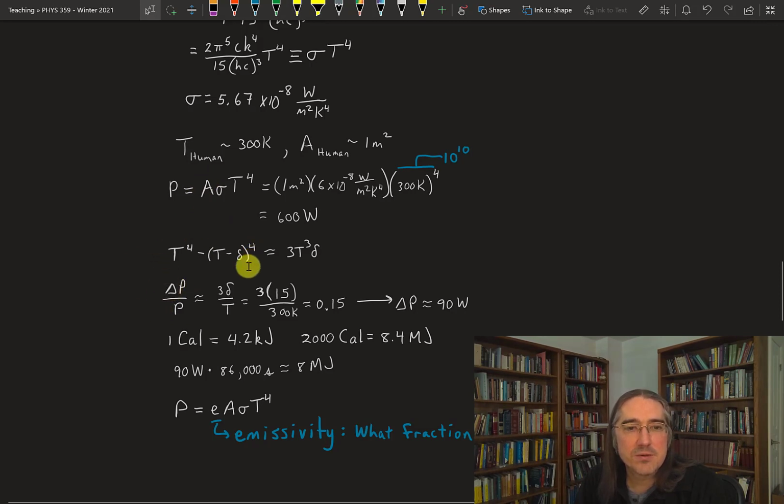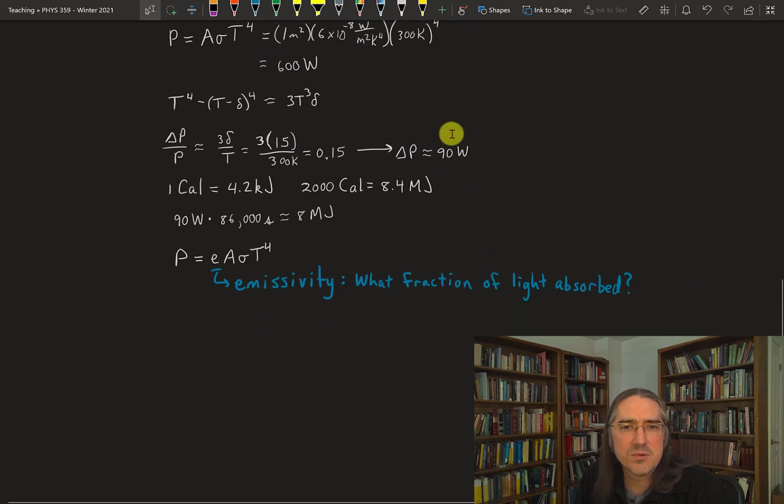So delta P, which would be proportional to this, over P, which would be proportional to T to the 4. This is just your 3T cubed delta over T to the 4. So you just get 3 delta over T, which is to say this will give you 15% of what you started with, right? So only 0.15 times 600 watts, that's your net power loss due to radiation. Multiply that out, that's only 90 watts. It's good news that this is 90 watts instead of 600 watts. Hope that wasn't behind my head. Delta P is 90 watts.